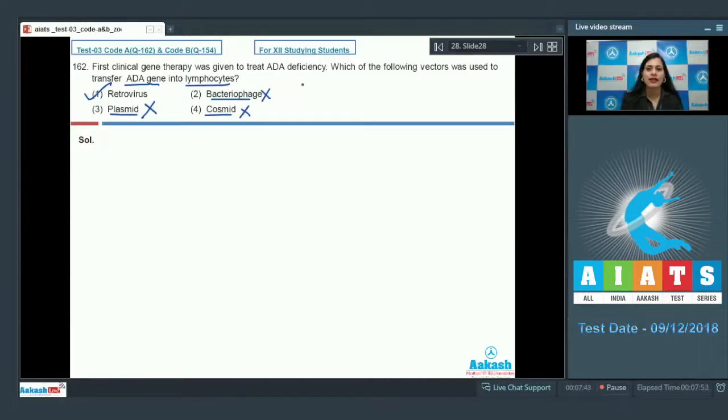Bacteriophage is a virus that infects bacteria. Plasmid and cosmids are extrachromosomal, self-replicating closed circular DNAs, and they are not involved in gene therapy. And they are not the first vectors which are used for gene therapy to treat ADA deficiency. So the correct answer for this question is option number 1. Let's proceed to the next question.